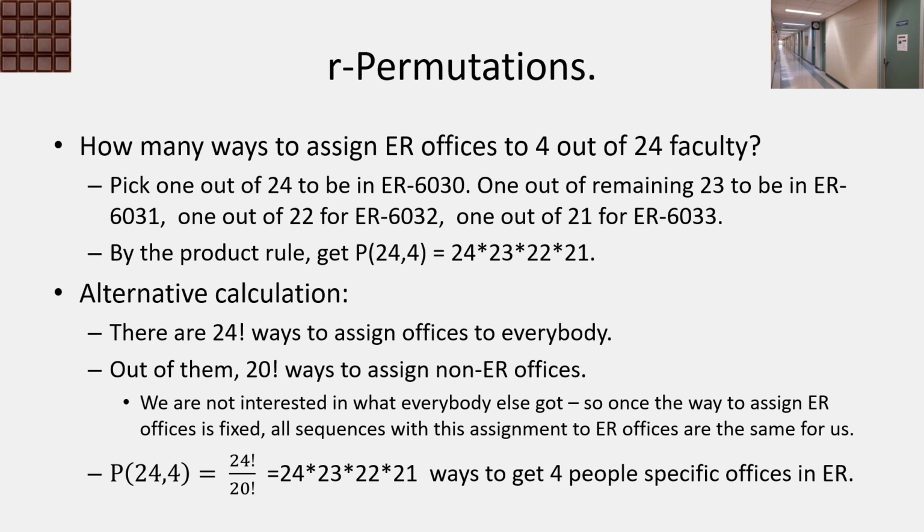And this gives us a formula for calculating how many ways to assign offices to not all of the people in our list, but only a certain number of them. So here is another way to calculate it. There are 24 offices in engineering and earth science. So there are 24 factorial ways to assign offices to everybody. So how many ways are there to assign offices in the engineering? It's 20 factorial.